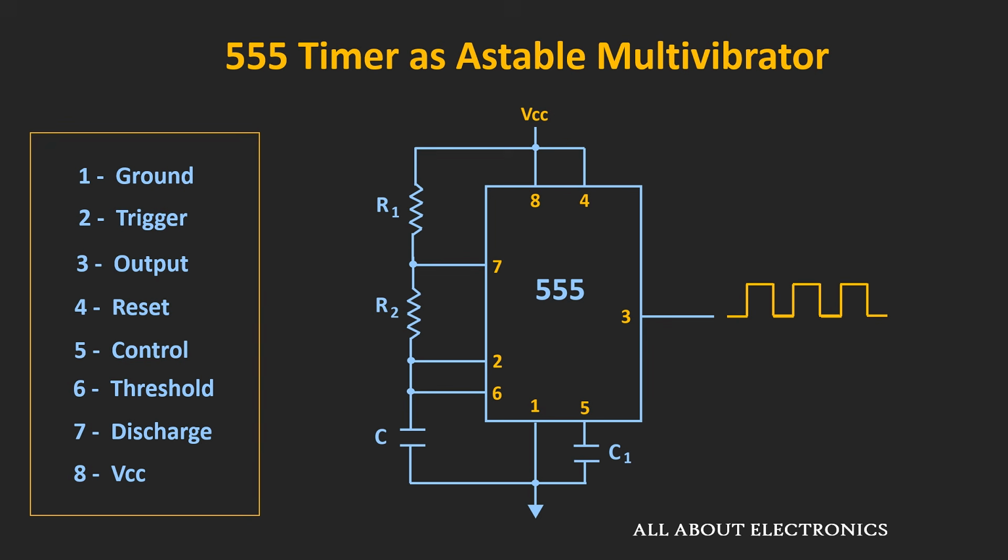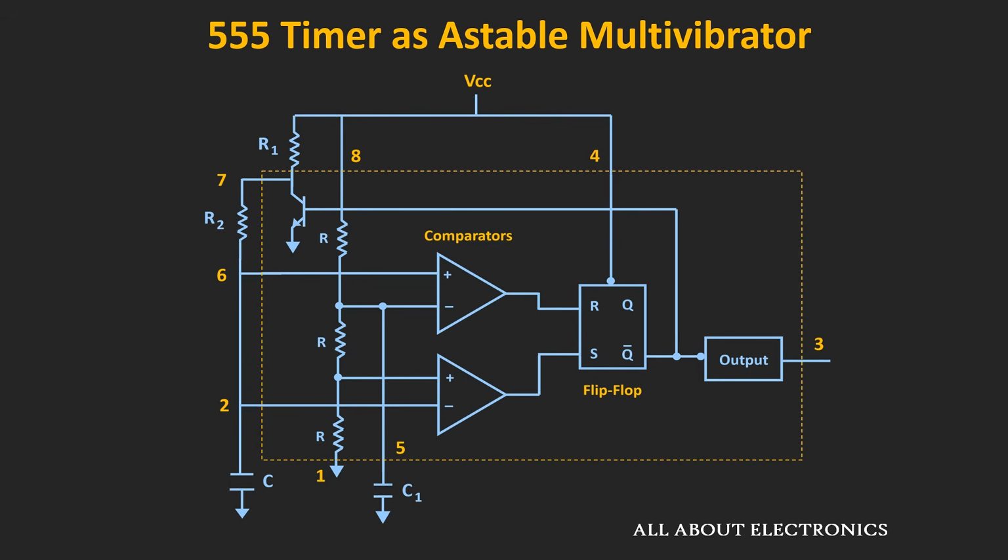So here is the circuit using which this 555 timer can be configured as an astable multivibrator. If you see over here, the reset and control pin is not used in the circuit. The reset pin is connected to the supply voltage, while the control pin is connected to the ground via this capacitor C1. And over here, the threshold and the trigger pins are connected together. Now to understand the working of this circuit, let me just draw the same circuit along with the internal block diagram.